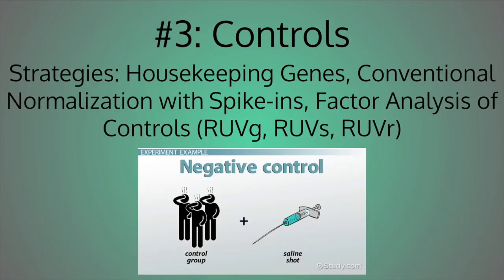And the third involves controls, and it actually relies on the same technical assumption that was made in the last slide. The assumption that the technical variation is the same between non-differentially and differentially expressed genes applies here in a different way. Here we're thinking that the technical variation between controls and non-controls is going to be similar.